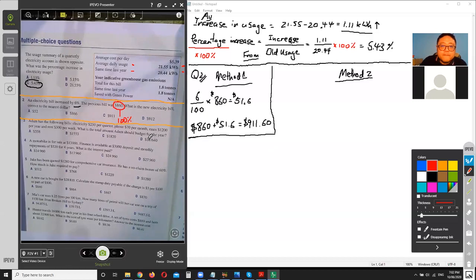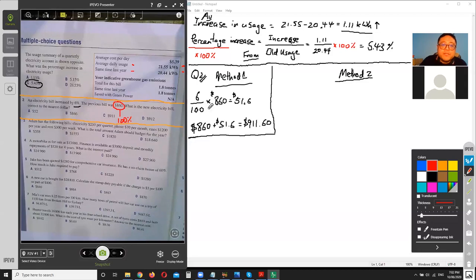I think this is the way my teacher does it. So what are we essentially trying to find? This is 100%, and there's a 6% increase. What are we essentially trying to find? The new electricity bill. And what percent would that be? We're trying to find the 6%.